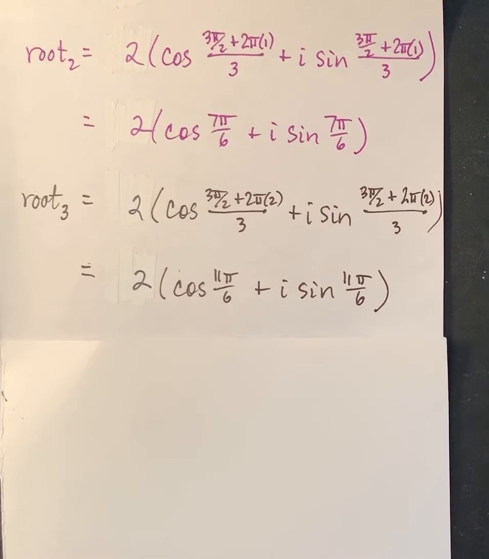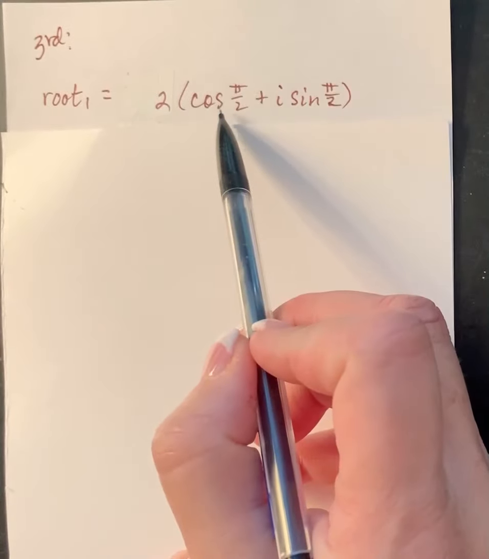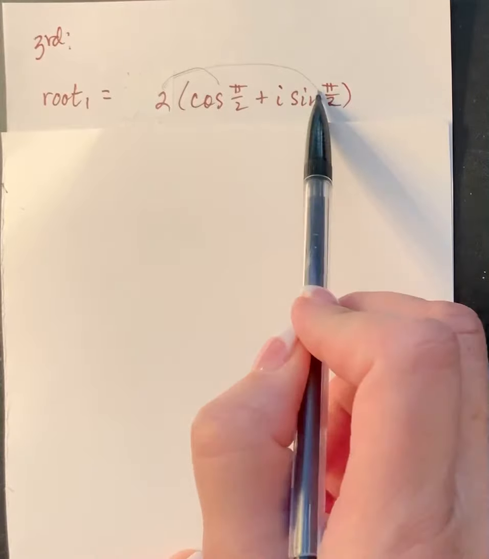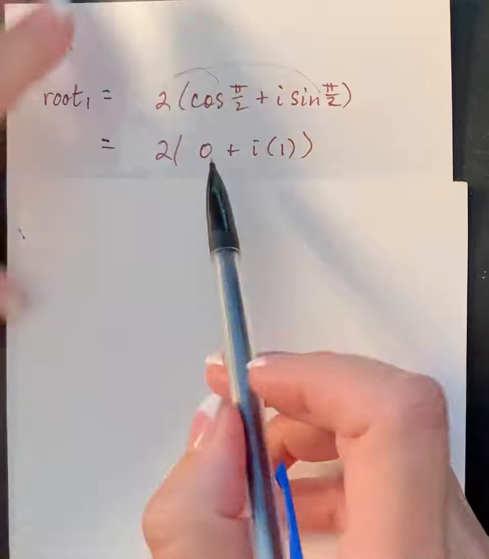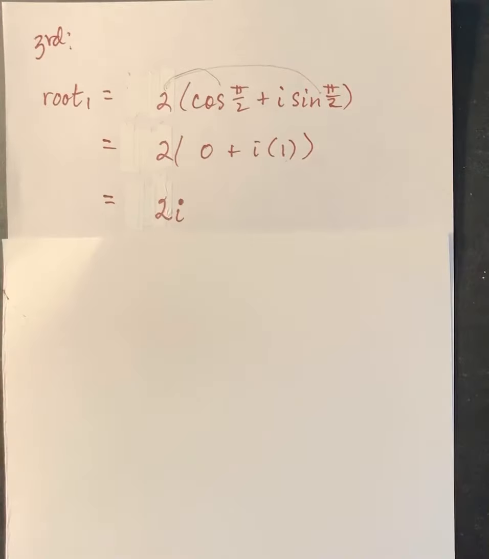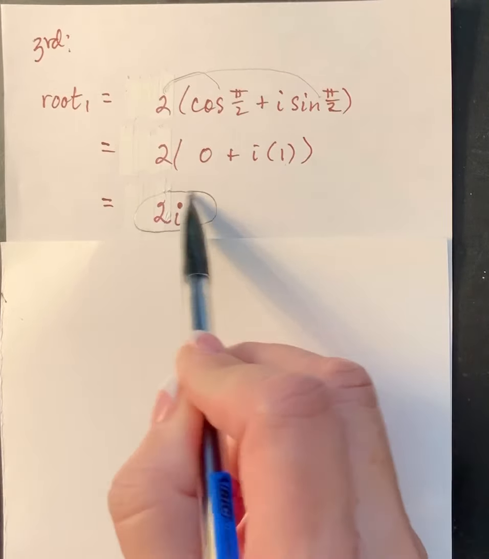So the last part of the problem is taking each one of those roots and writing them in standard form. So here was the first root. So you basically are just going to do 2 times the cosine of pi over 2 and 2 times the sine of pi over 2. So the cosine of pi over 2 is 0, the sine of pi over 2 is 1, and then when you multiply those by 2, you're just going to end up with 2i. So that's one cube root.